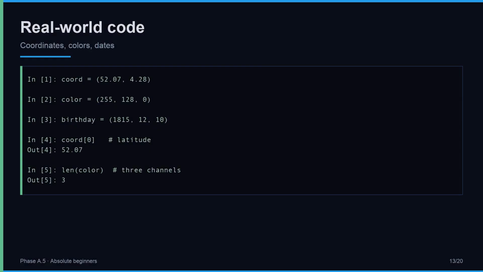Here are those real-world tuples in code. coord = (52.07, 4.28), latitude and longitude. color = (255, 128, 0), an RGB orange. birthday = (1815, 12, 10), a year, month, day. You read coord[0] to get the latitude. You call len(color) to confirm 3 channels. The tuple holds the record. You read what you need. You never edit it.